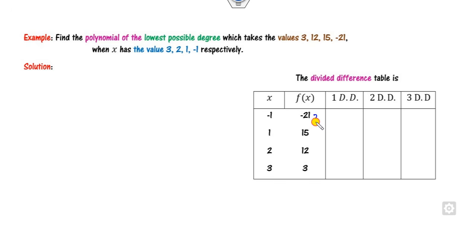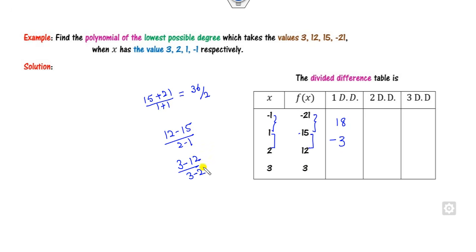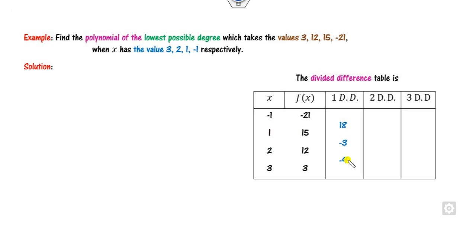Now you can find the divided differences. First, 15 plus 21 divided by 1 plus 1, so it is 36 by 2, which is 18. Always write in between them. Then look at this: 12 minus 15 divided by 2 minus 1 is minus 3. And 3 minus 12 divided by 3 minus 2 is minus 9.